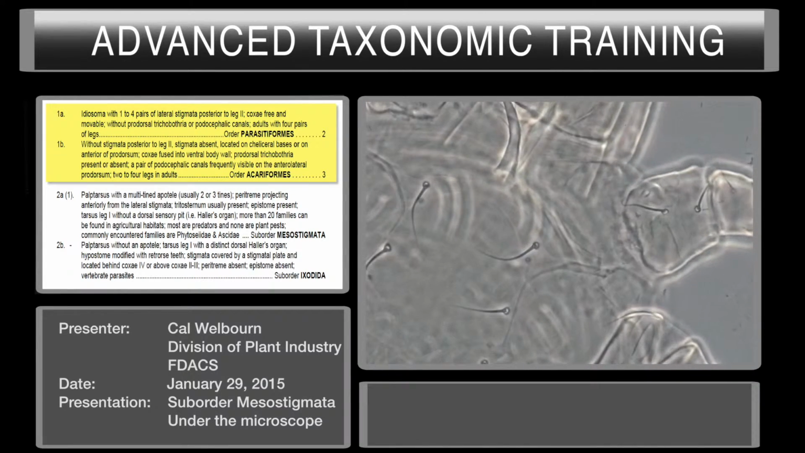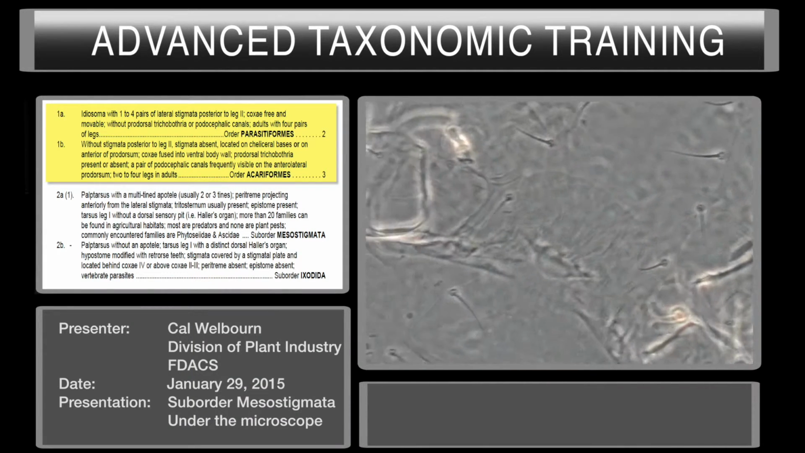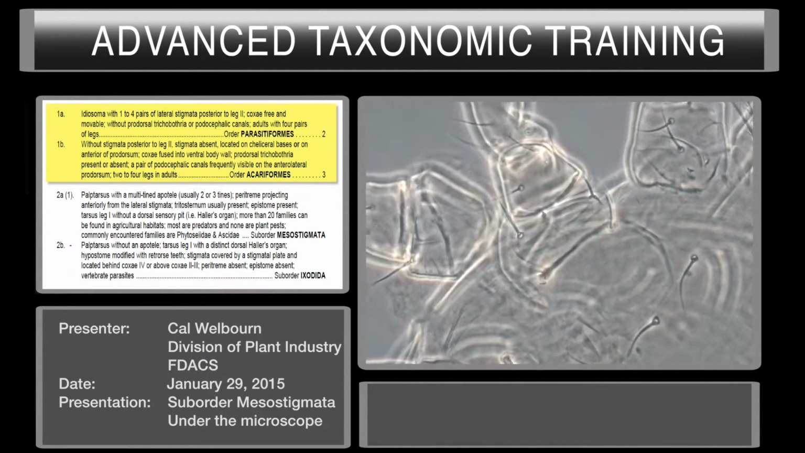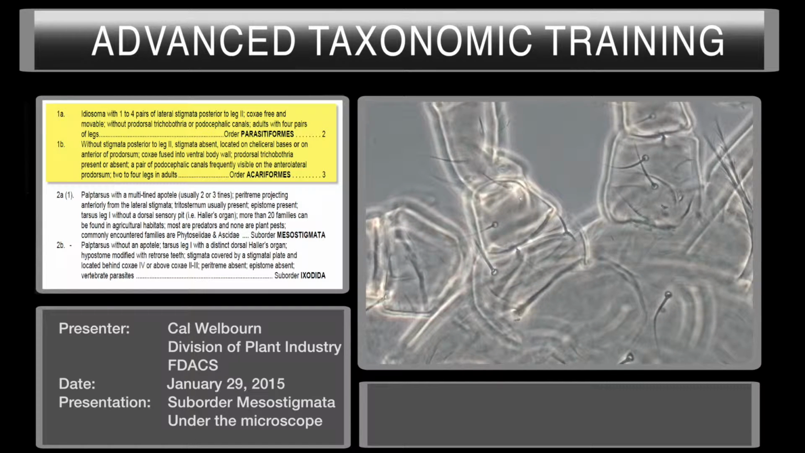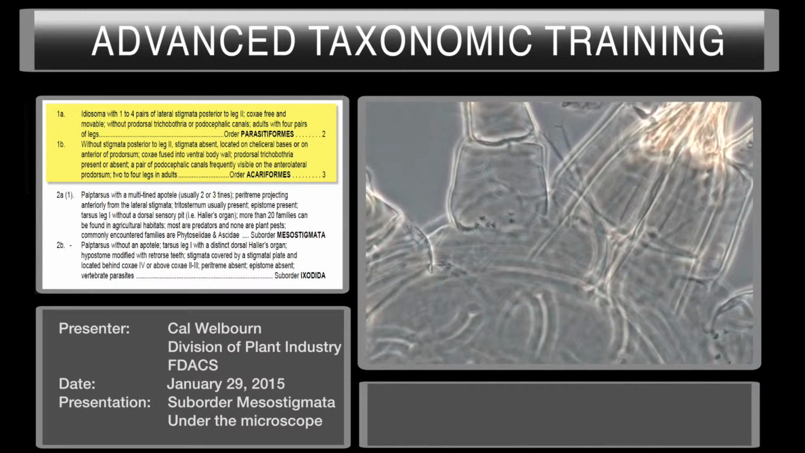So we'll look at the coxa. Here's coxa leg 1. You can see it's a discrete segment. Coxa leg 2. There's your trochanter, femur. Here we have legs 1, legs 2. There's coxa leg 1, coxa leg 2. So they are discrete segments. They're movable segments. Prodorsal trichobothria and podocephalic canals.